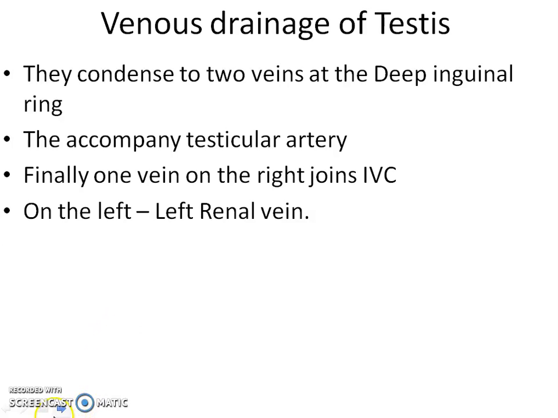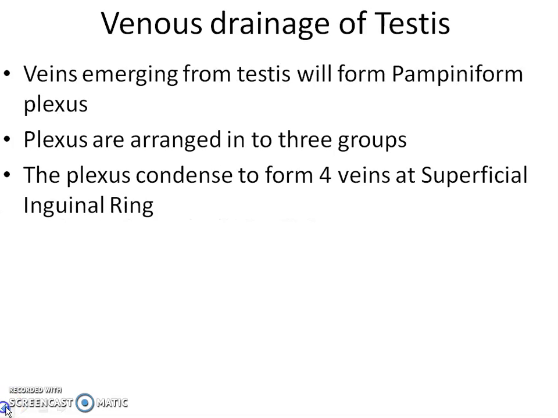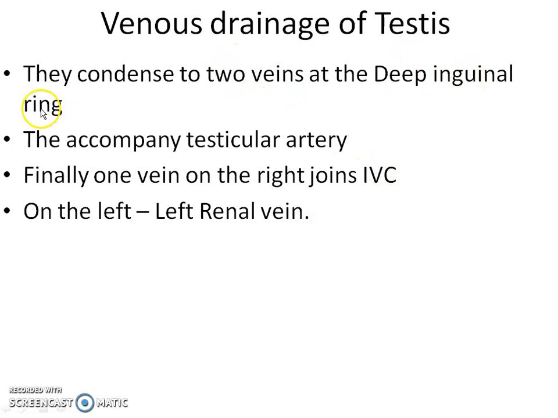So initially there is a venous plexus which results in the formation of 4 veins. After passing through the inguinal ring, they converge into 2 veins, and finally there is only 1 vein at the deep inguinal ring that accompanies the testicular artery. On the right it will join the inferior vena cava and on the left it will join the left renal vein.